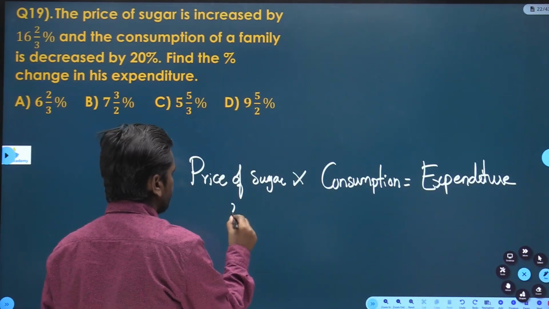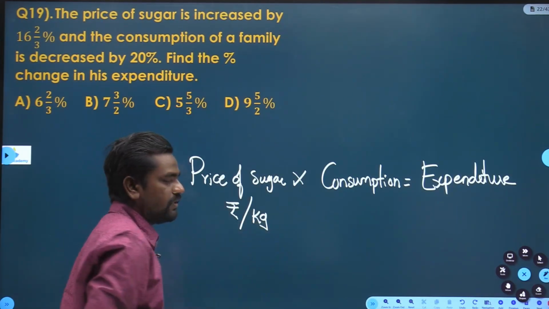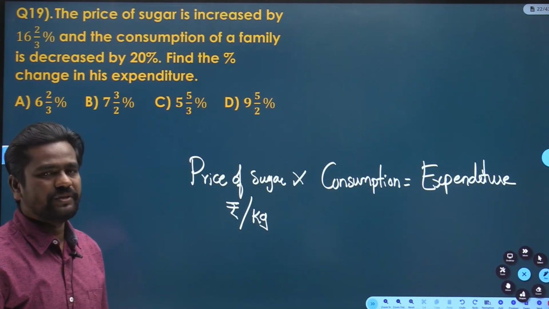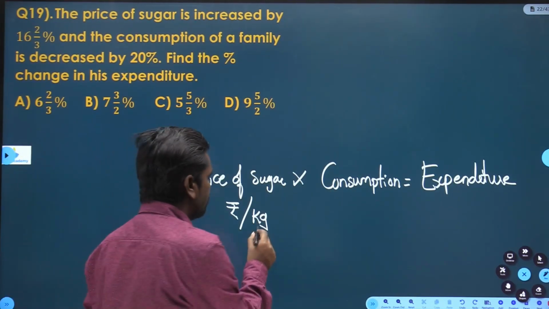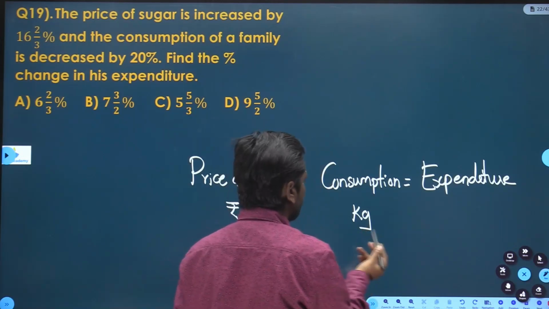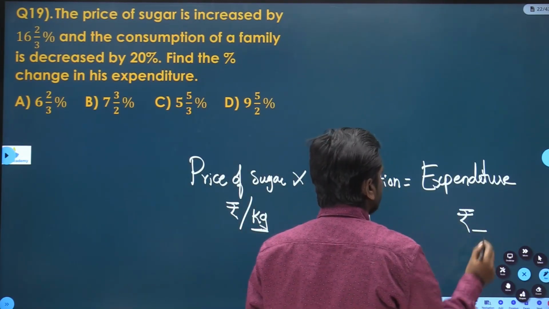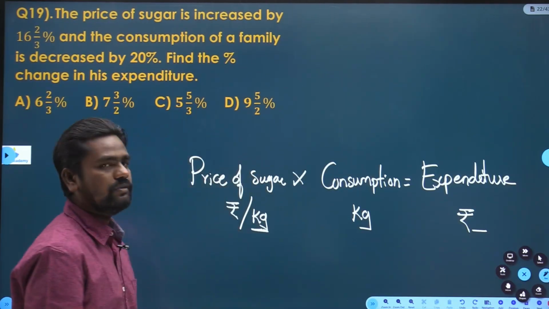Okay, for example, some x rupees per kg, that is the price, and that is how much kg we are consuming. If you multiply this into this, you will get rupees. This is the expenditure.